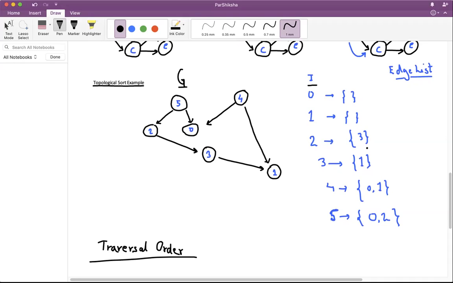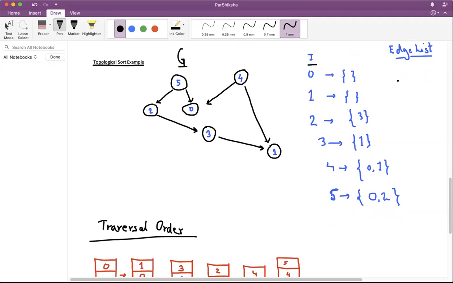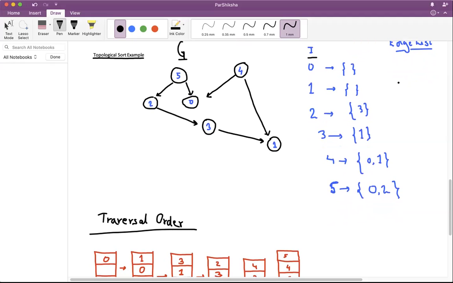There is 1 from 2 to 3, from 3 to 1, 4 to 0 to 1, 5 to 0 to 2, right? Just encoding this as an edge list, right? The representation we talked about. Now, how do you go about traversing this, right?